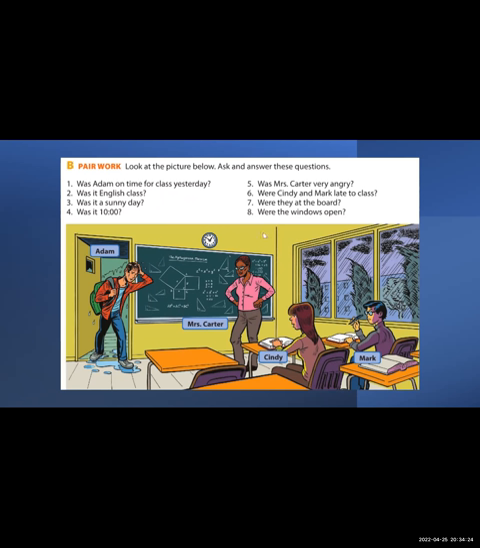We have 8 questions. So the first question is, was Adam on time for class yesterday? ¿Qué piensan? What is the answer? Was Adam on time for class yesterday? Si vemos el dibujo, ¿creen que llegó a tiempo de la clase? No, he wasn't. Excellent. Esa sería la respuesta. Vemos, ya son pasaditas las 10. Mrs. Carter ya casi que llenó la pizarra. Significa que la clase ya había comenzado hace ratito. Entonces, la respuesta aquí es no, he wasn't.